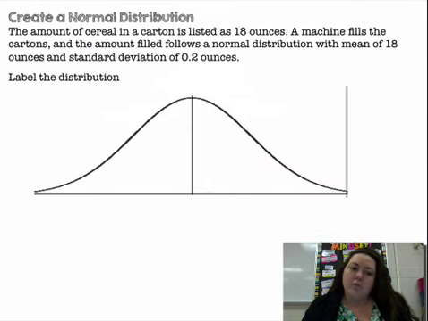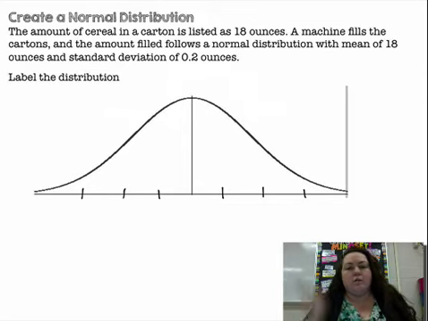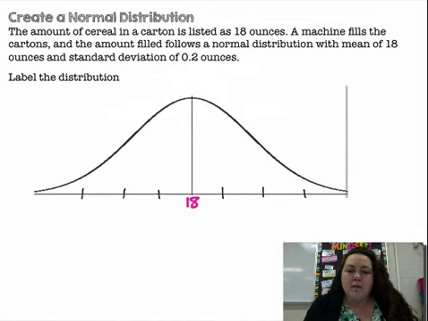Alright, so let's create a normal distribution. The amount of cereal in a carton is listed as 18 ounces. A machine fills the cartons, and the amount filled follows a normal distribution with a mean of 18 ounces and a standard deviation of 0.2 ounces. Label the distribution. Alright, so I'm going to break it into plus or minus 3 standard deviations. I'm going to go 3 standard deviations to the right and 3 standard deviations to the left. My mean is 18, so on the line down the center, I'm going to put 18.